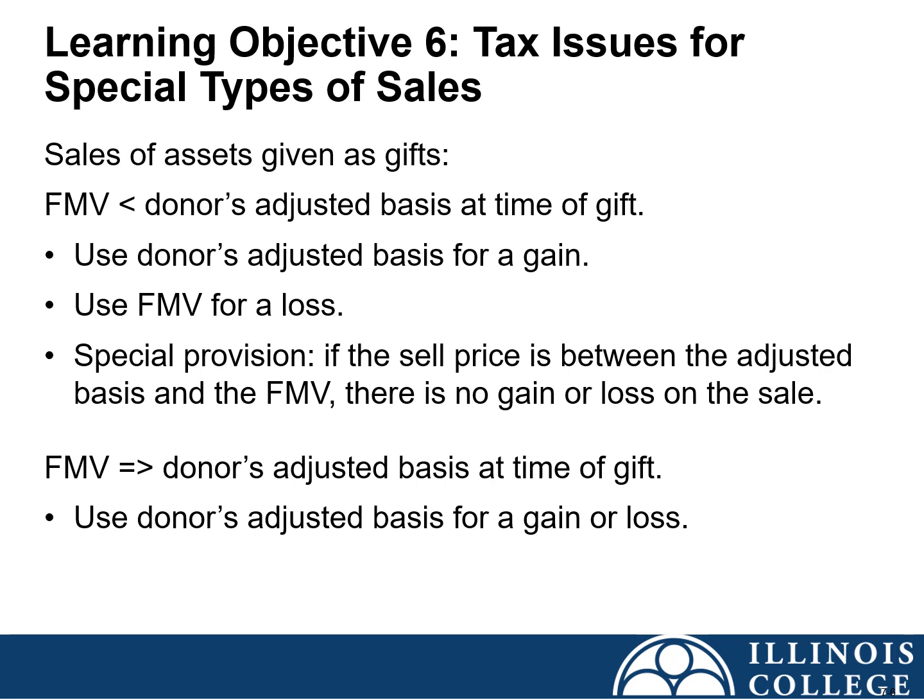Now we have a dual basis system. Use the donor's basis if we're calculating a gain. Use the fair market value if we're calculating a loss. So that's really important. And then there's one more wrinkle here, a special rule. If the selling price falls in between those two numbers, meaning it's above the fair market value but below the donor's basis, then there's no gain and no loss. The way that I like to think about this is higher number used for gains, lower number used for losses. In the middle, no tax effect.